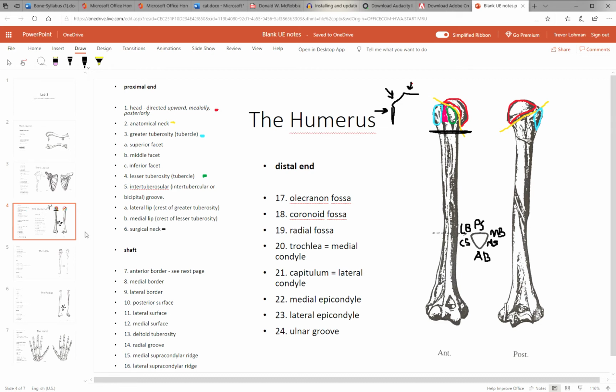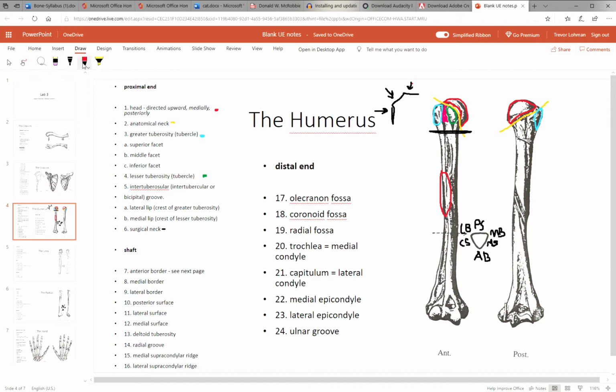We have a couple structures on the shaft besides just the surfaces. So one is right here, it's called the deltoid tuberosity. It's almost midway down the bone, a little bit more proximal, so not quite halfway down the shaft. And that's an insertion for your deltoid muscles. So it's a pretty large tuberosity, but it's tough to see because it's not really raised very much. So hopefully on the real bone it's a little bit easier, or on the model video.